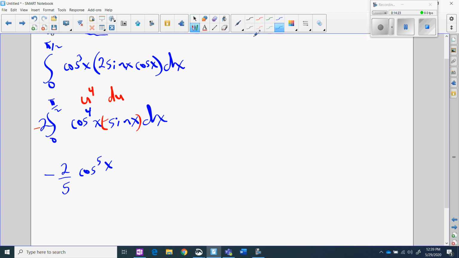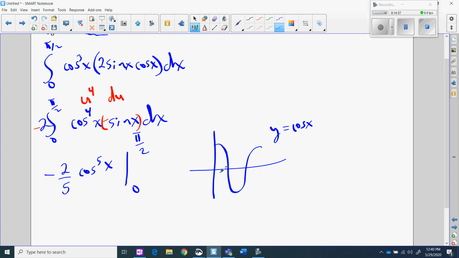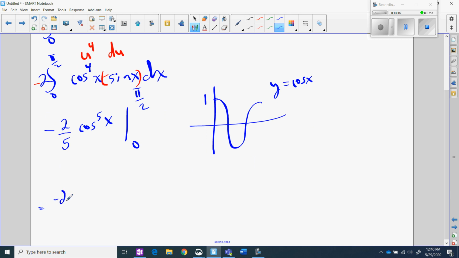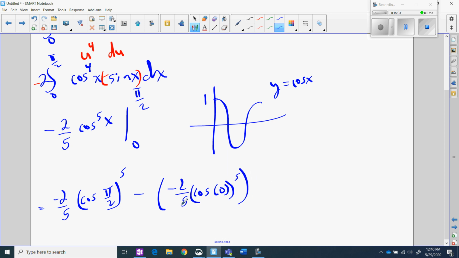And then normally it's plus c, but this one is definite with the bounds, 0 to pi over 2. Should be relatively easy substitutions. I'll just draw the graph of cos x. The reason I'm doing that is so when I go to do my substitution, it's going to be -2/5 cosine of pi over 2 to the 5th, minus -2/5 cosine of 0 raised to the 5th power, and that's going to give me my answer.